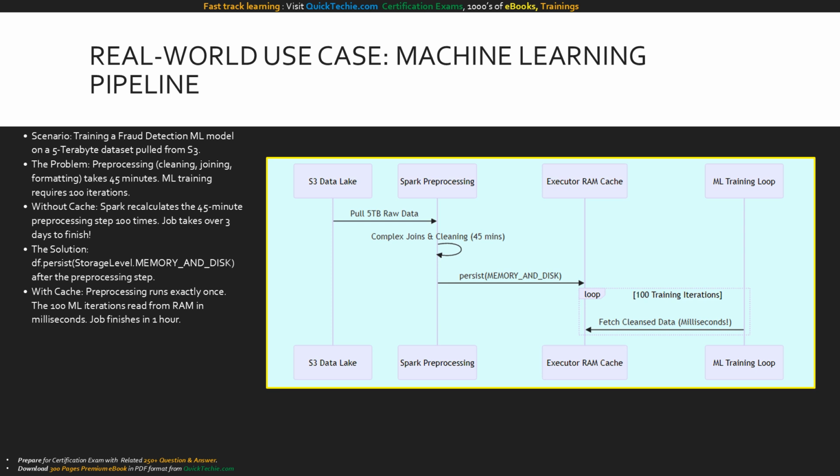The ML training loop rigorously requests the data 100 times. But notice exactly where those fetch arrows go. They only travel to the executor RAM cache, returning instantaneously in milliseconds. They strictly do not cross back over to the Spark preprocessing step or the S3 data lake. This complete isolation of the fast iterative loop from the expensive I/O processing steps is exactly how top-tier enterprise teams scale their AI workloads so efficiently.